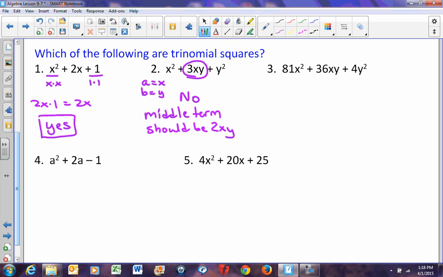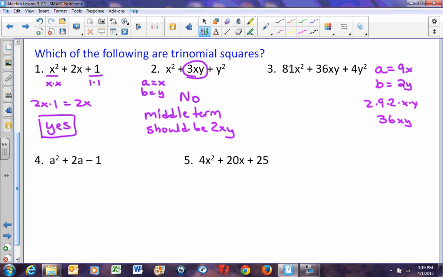Is this a perfect square trinomial? Is my first term a perfect square? Yes. 81x squared goes down to 9x. Is my last term a perfect square? Yes. 4y squared goes to 2y. My middle term would be 2 times 9 times 2 times the x times the y. 9 times 2 is 18 times 2 is 36, so it should be 36xy.